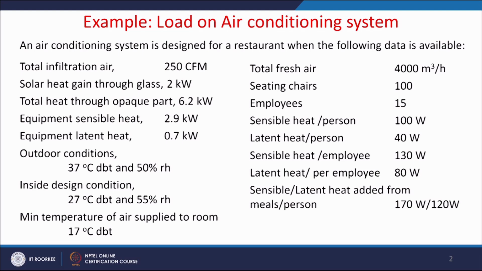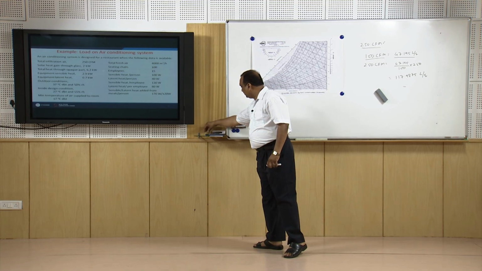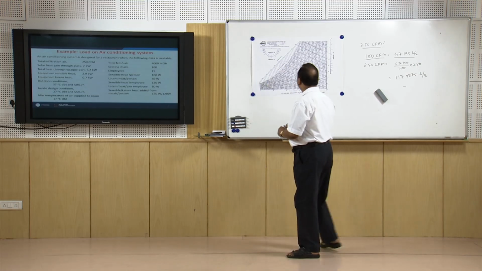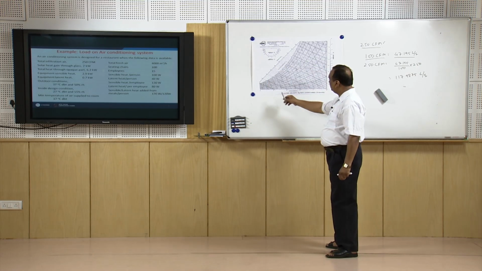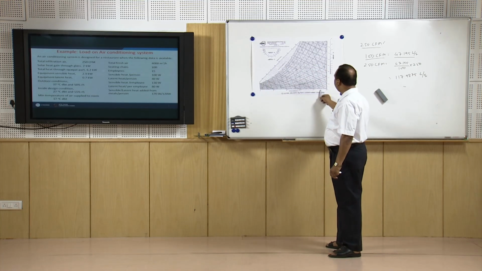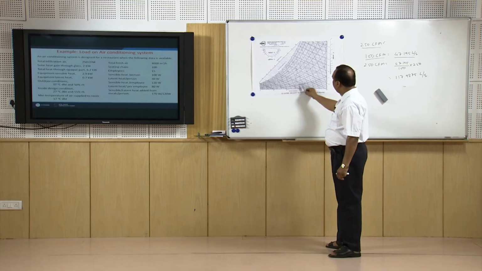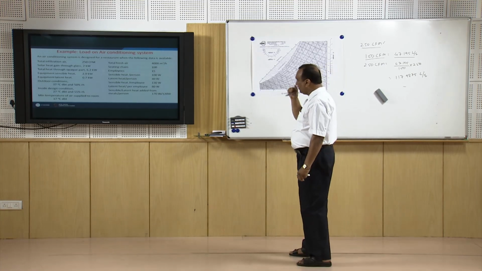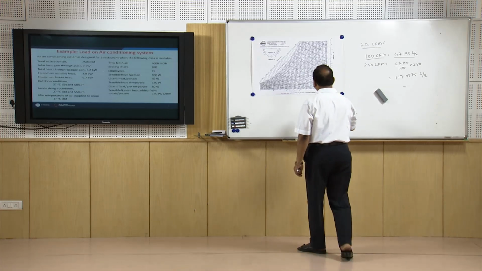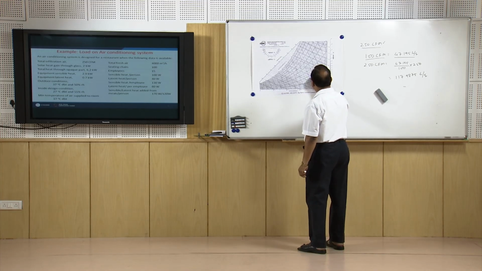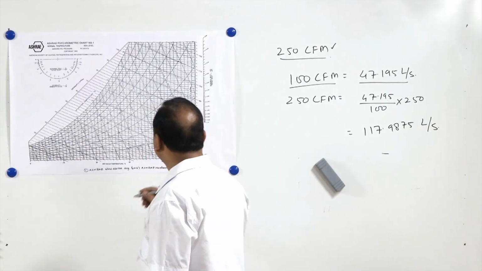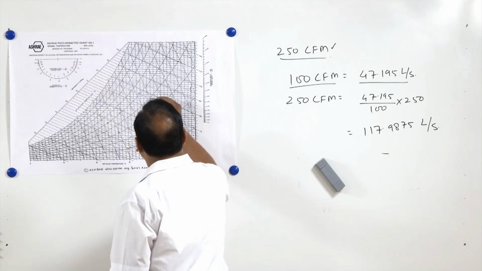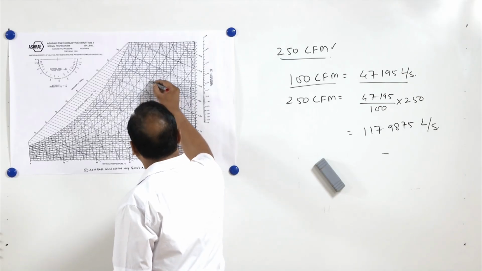Outdoor conditions are 37 degrees centigrade and 50% relative humidity. So we will locate the outdoor condition on the psychrometric chart. On this axis, there is the dry bulb temperature, and these curved lines are relative humidity lines. So dry bulb temperature is 37 degrees centigrade and relative humidity is 50%. So 37 degrees centigrade and 50%.